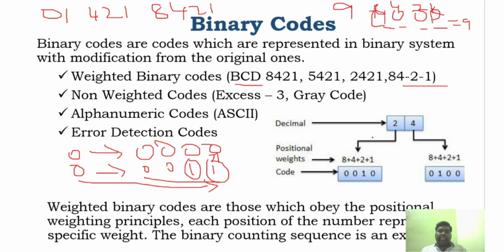This is a very good example for weighted codes and non-weighted codes. So this is 2 and 4. 2 can be represented as 0 0 1 0 and 4 can be represented as 0 1 0 0. As I said, this follows 8421 code. If we combine all these things, it will be equal to 2. And if you add all these things, this will be equal to 4. So these are positional weights, and the bits correspond to these positional weights. It obeys those positional weights. That is called weighted binary codes.